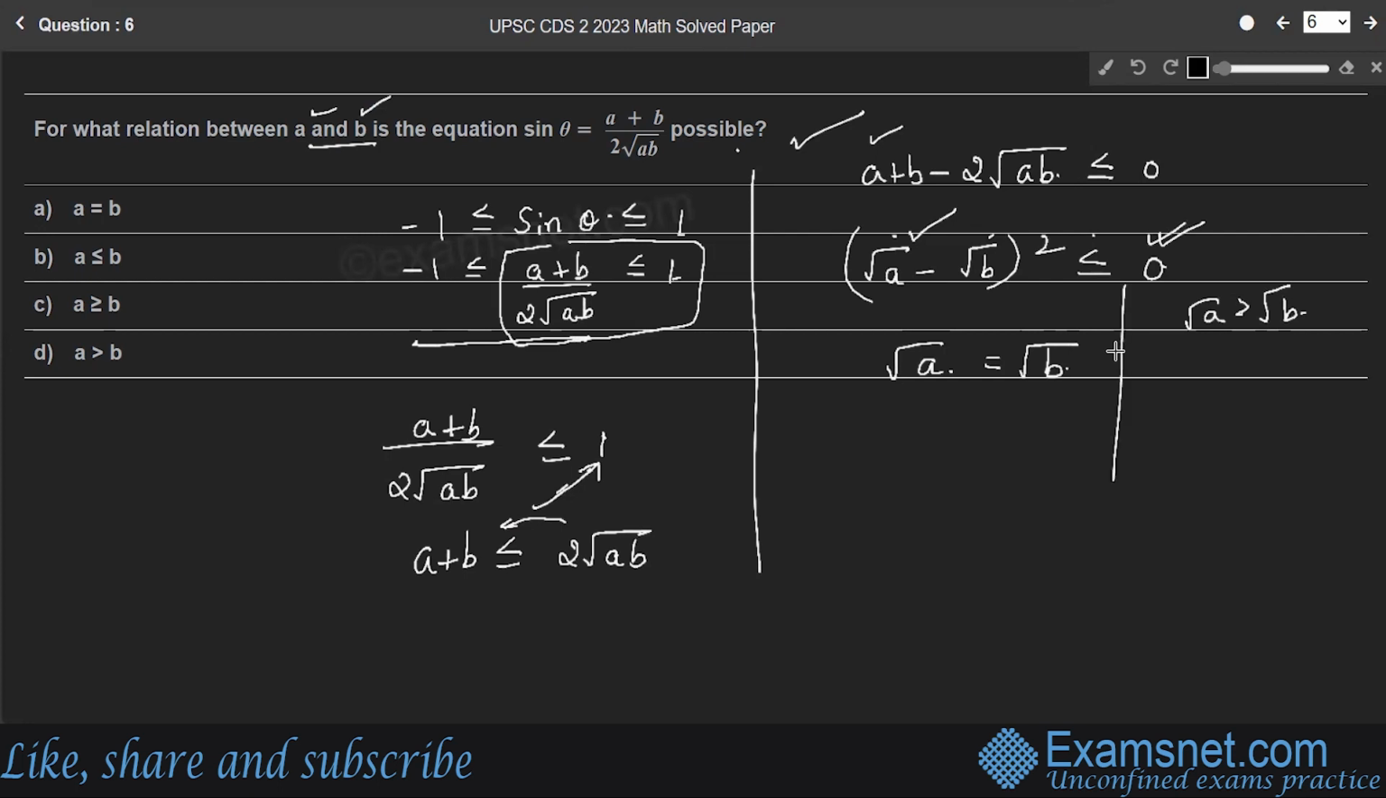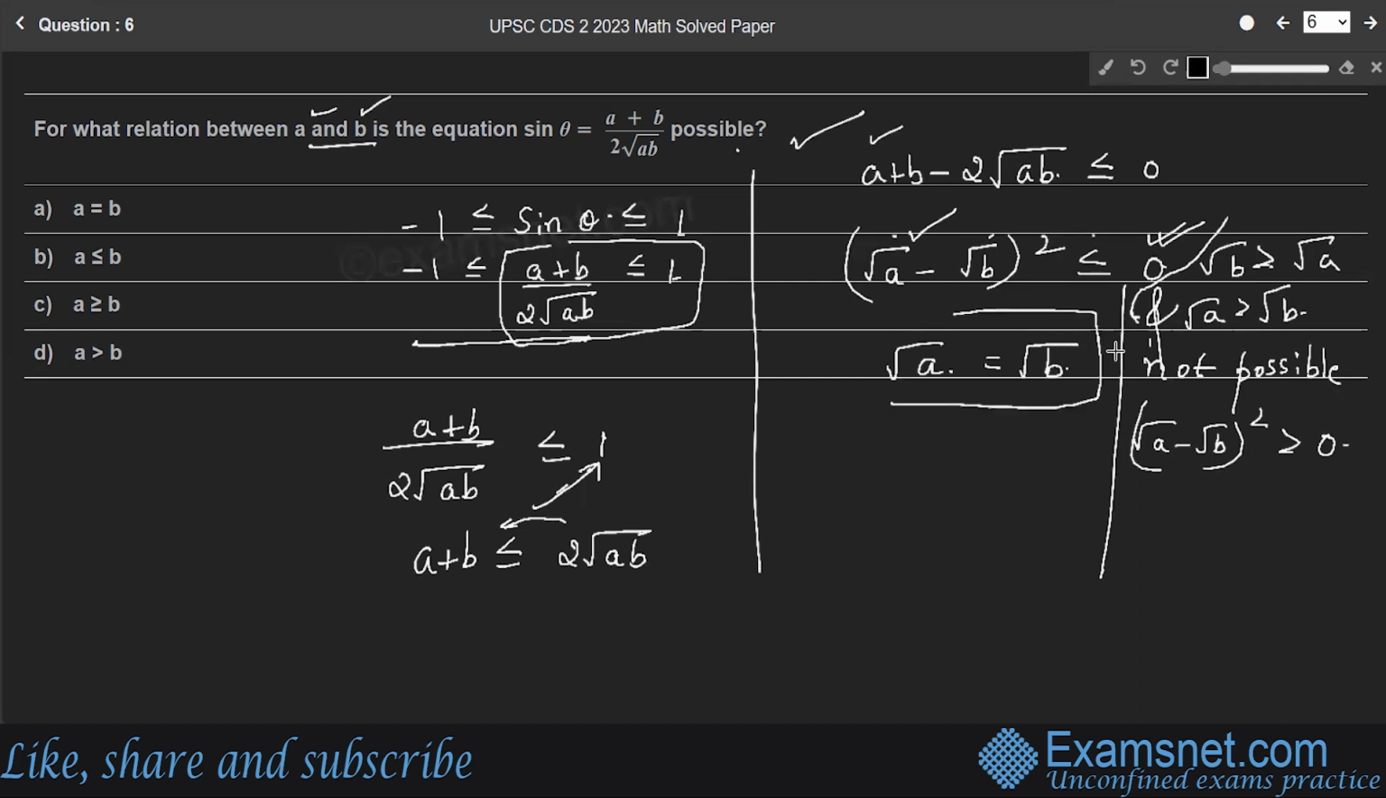Therefore root a greater than root b is not possible, since (root a minus root b) the whole square is greater than 0, whether root a is greater than root b or root b is greater than root a. In both the cases, since we have a square here, it is not possible because the square of their difference is always greater than 0. Therefore, we can say root a is equal to root b.